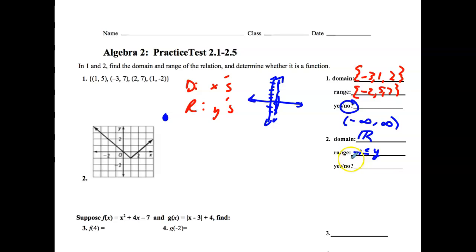There's no upper boundary, so that would be a good answer. Some of you might write it the other way and just say y is greater than or equal to -1. Maybe you feel better about that. Either one's good, okay?